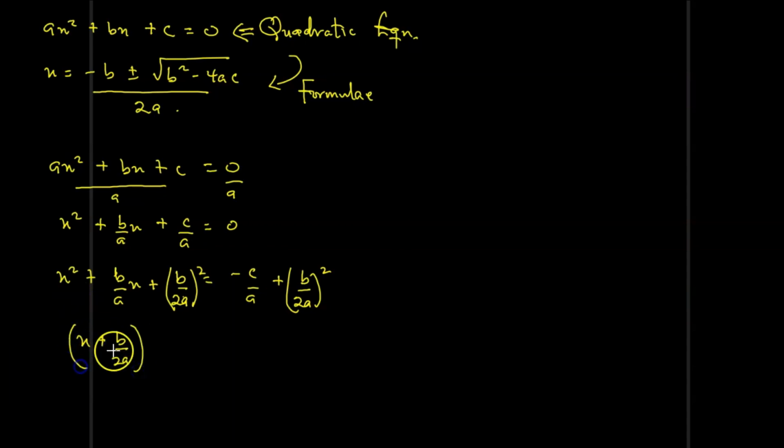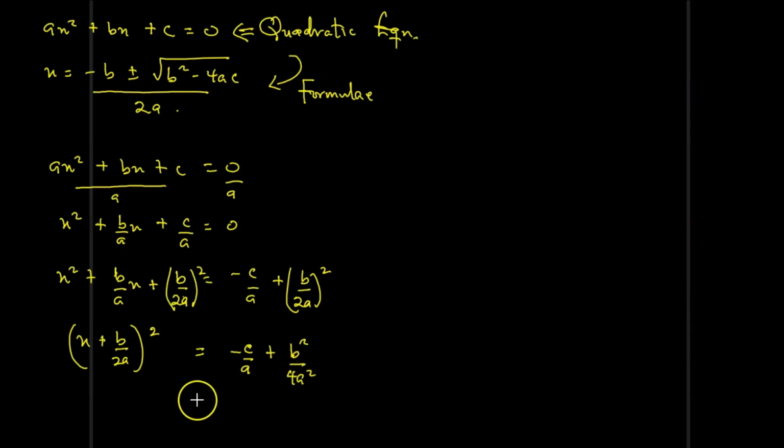Now, what it means is that since this is a perfect square, when you expand the expression (x + b/2a) all squared, you are going to get that answer. And hence, this must be equal to, the right hand side is still going to be negative c on a, plus we can simplify this to obtain b squared on 4a squared.